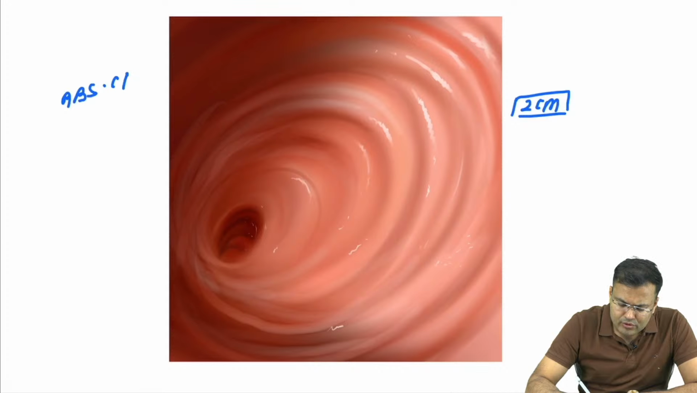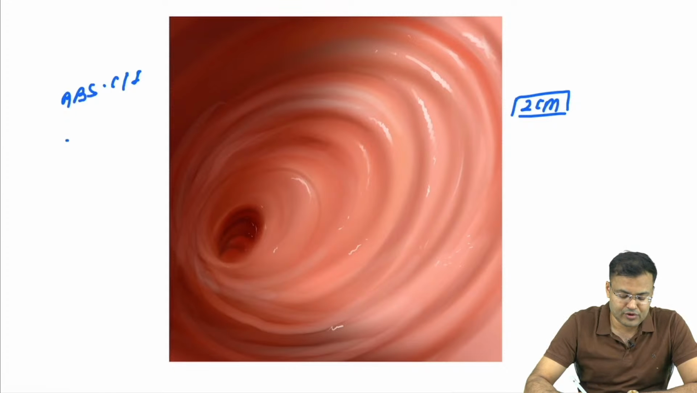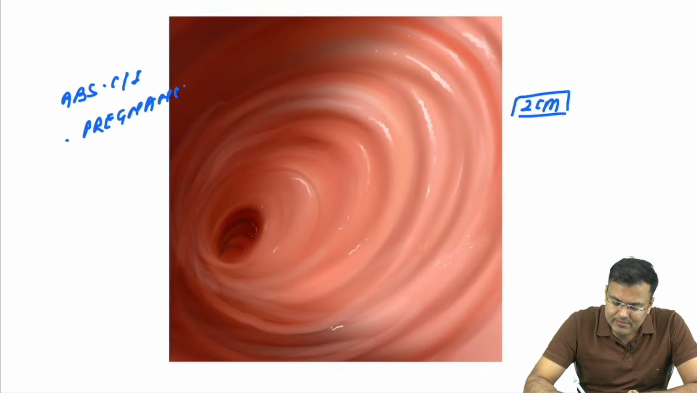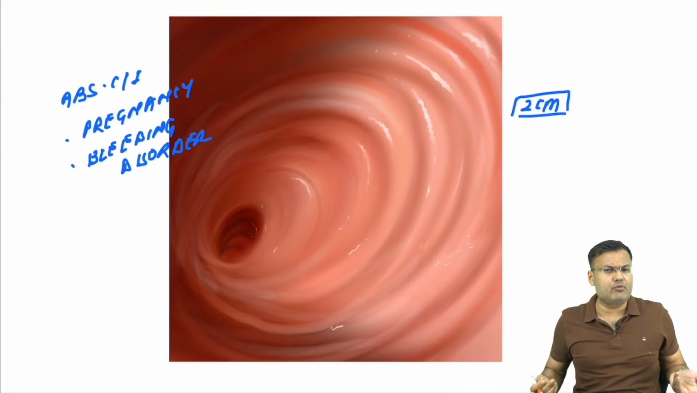Next, what are the absolute contraindications? You cannot give shock wave in pregnancy and bleeding disorder, because there might be hematoma. So pregnancy and bleeding disorder. Otherwise, most of the stones you can remove up to 2 cm.